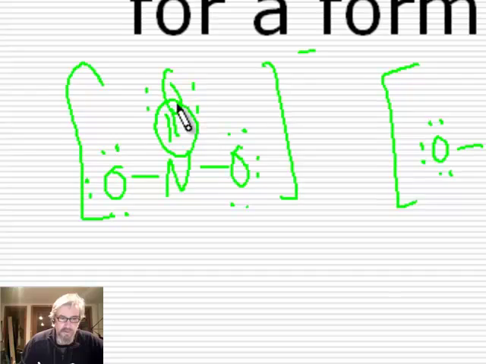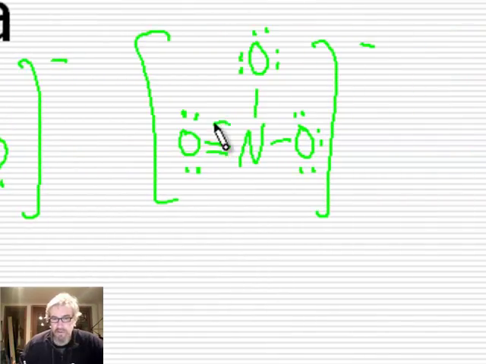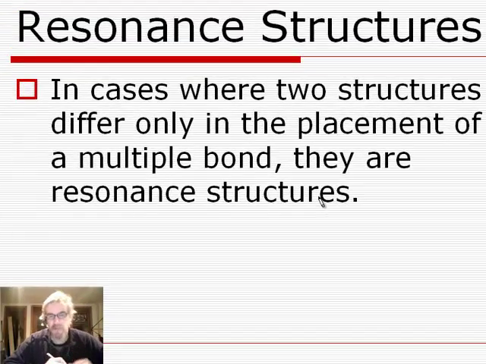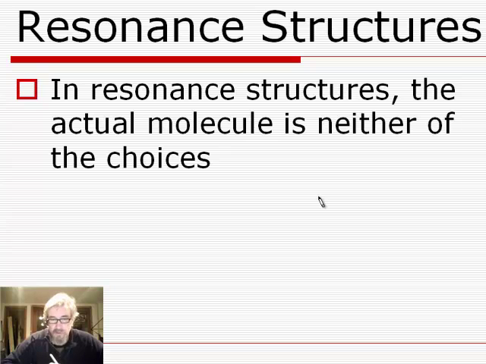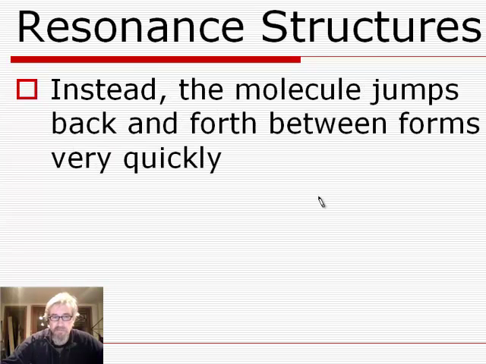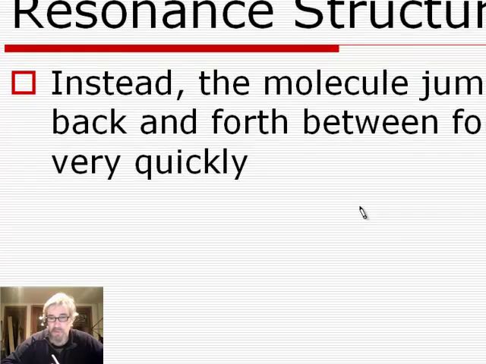In the first structure, it's there. In the second one, it's there. In the third one, it's there. In cases where you have 2 or more structures and they differ only in the placement of a multiple bond, a double or triple, those are said to be resonance structures. In resonance structures, the actual molecule is not an either-or. It's not one of the 2 options or the 3 options like we had in nitrate. Instead, it switches back and forth. The molecule jumps back and forth between forms, and it does it very, very quickly.